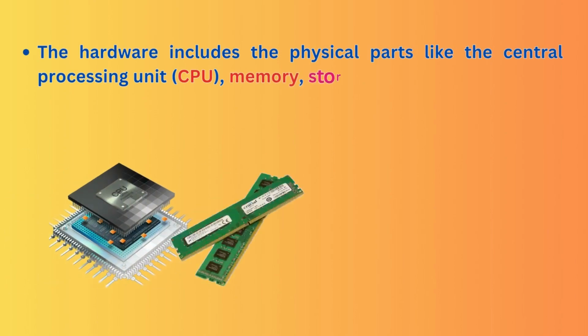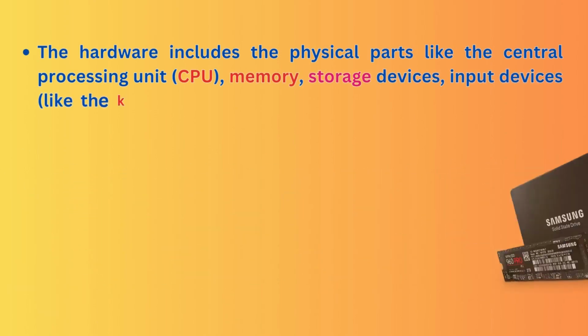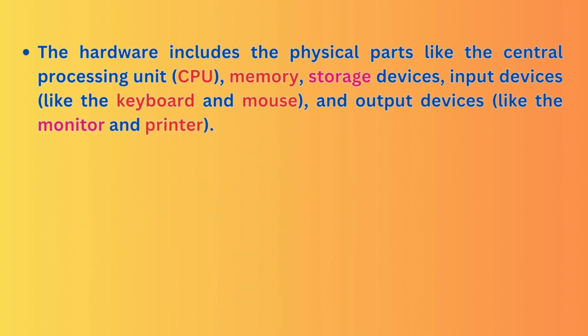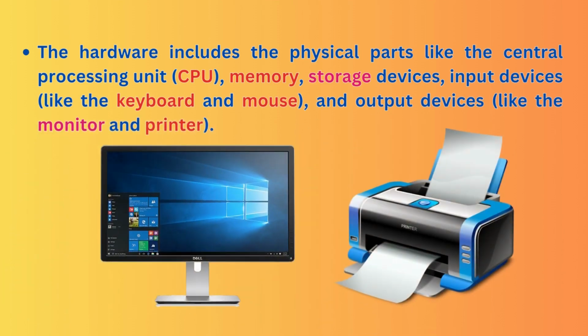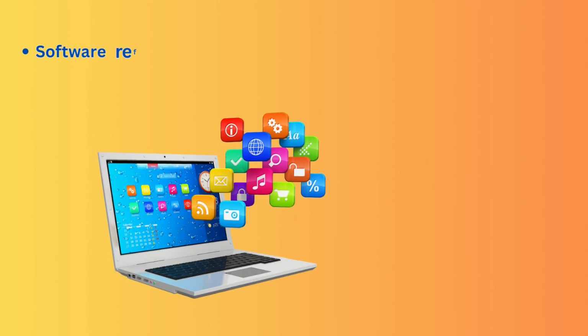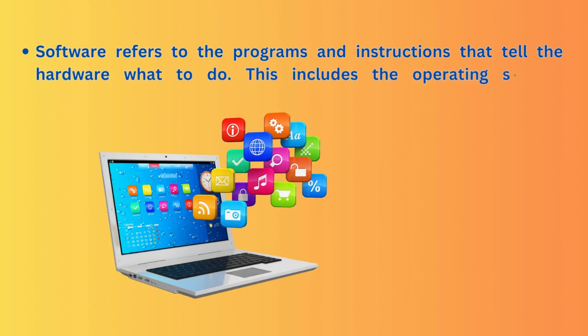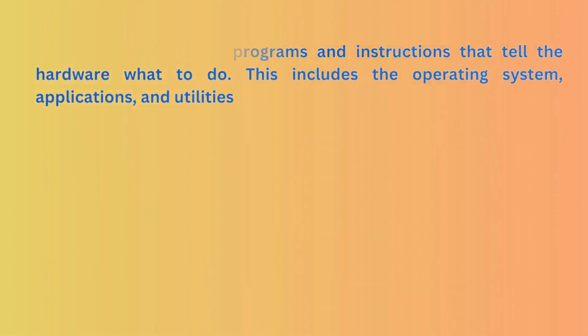The hardware includes the physical parts like the central processing unit, CPU, memory, storage devices, input devices like the keyboard and mouse, and output devices like the monitor and printer. On the other hand, software refers to the programs and instructions that tell the hardware what to do. This includes the operating system, applications, and utilities.